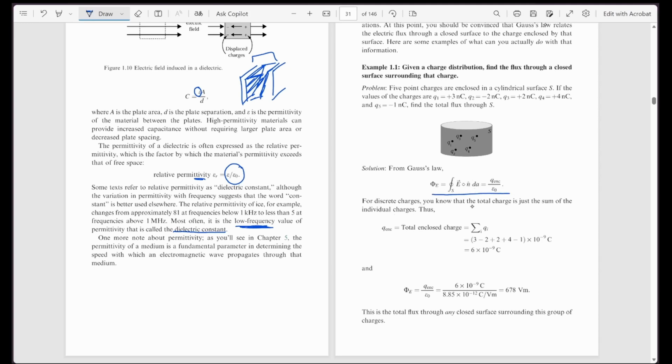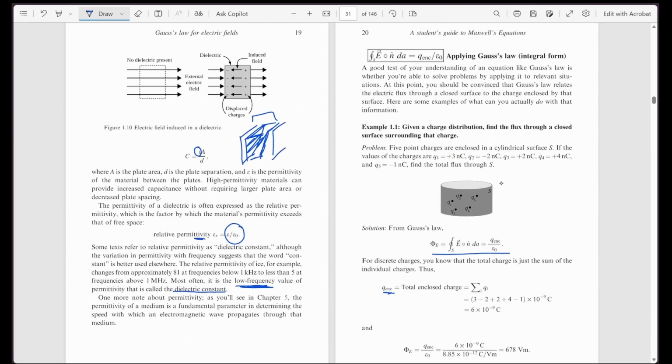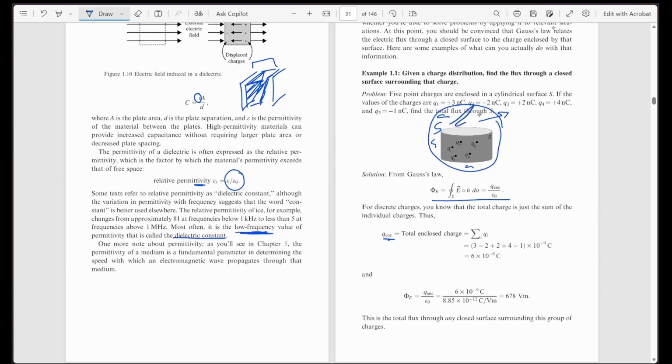For discrete charges, you know that the total charge is just the sum of the individual charges. We'll just add them all together to find Q enclosed, and then to find the flux, we'll just divide by the permittivity. This is the total flux through any closed surface surrounding this group of charges. So for example, if we had a surface like that, the total flux through the surface will just be this number, as long as we didn't include more charges when we made this surface.